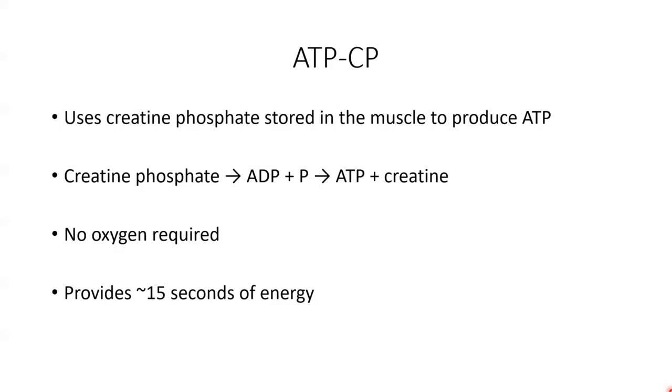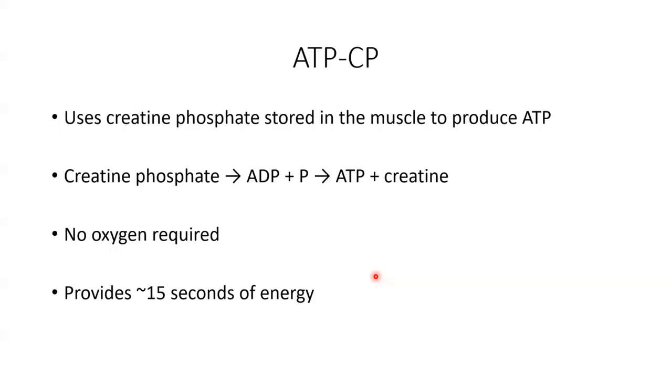So when creatine phosphate is broken down, it becomes creatine and a phosphate ion. That phosphate ion can then combine with ADP to form ATP, or adenosine triphosphate, and creatine. So this useful form of energy. Now, because creatine phosphate is stored in the muscle, no oxygen is required for this process to take place, and it occurs really quickly.